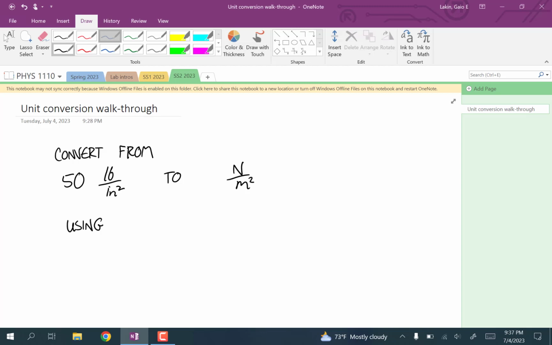So here is the unit conversion that we're going to use. We're going to use the fact that 1 newton is equal to 0.225 pounds. And then we're going to use the fact that 1 meter is 3.281 feet. And then last, we're going to use the fact that 1 foot is equal to 12 inches.